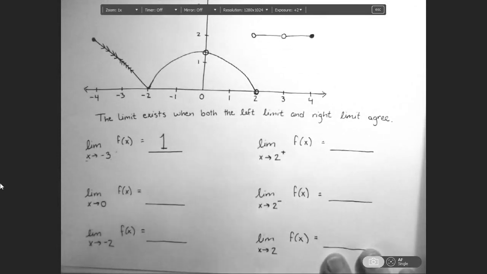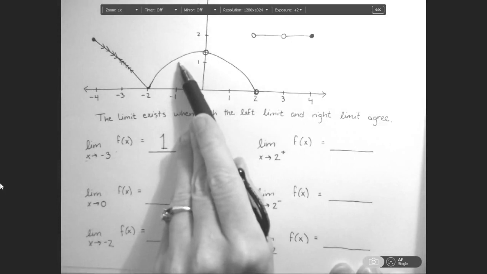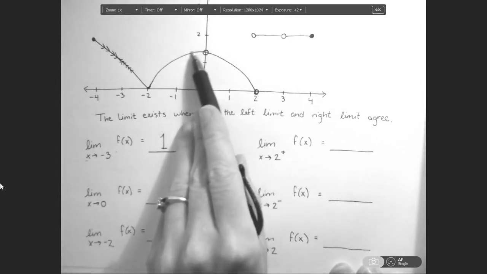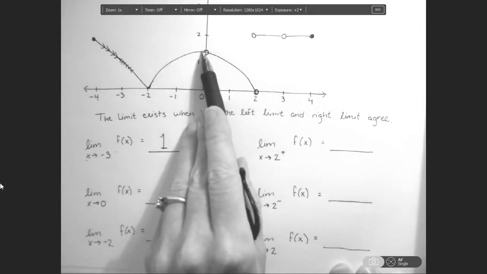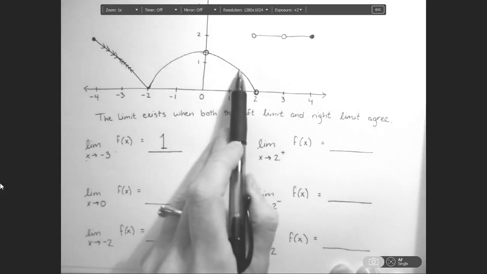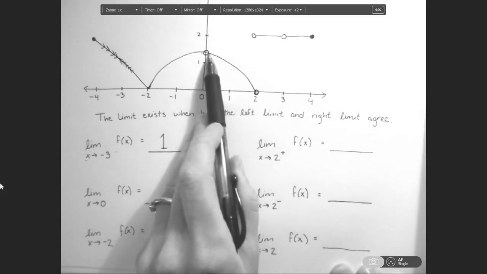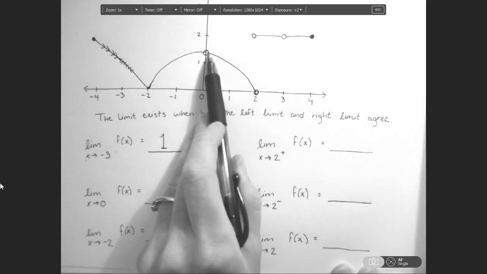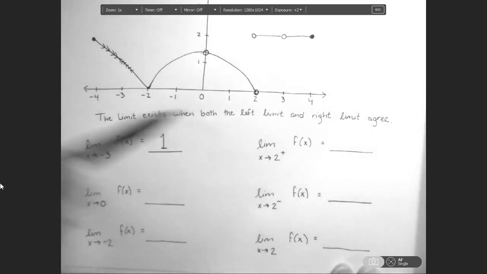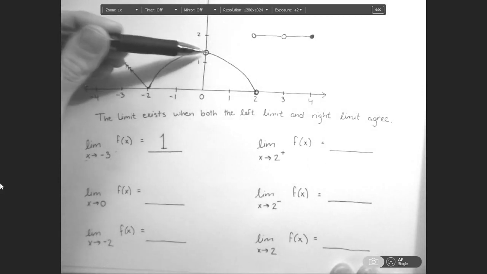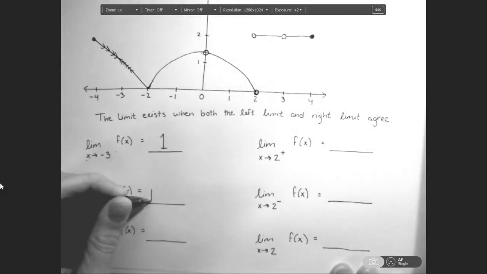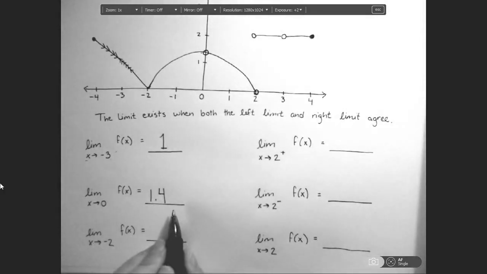The next one that we're looking at is when x approaches 0, and again I'm going to have to look from the left side as well as the right side, and as I approach from the left over here, I see that we're approaching a value of about 1.4, and as I approach from this side, the right-hand limit agrees with the left-hand limit, and they're both approaching a y value of about 1.4. I'm guessing that's about what the height on this graph is. So I'm going to say that both the left-hand limit and the right-hand limits agree, and they're both approaching the same place, which is about 1.4, which is my y value.